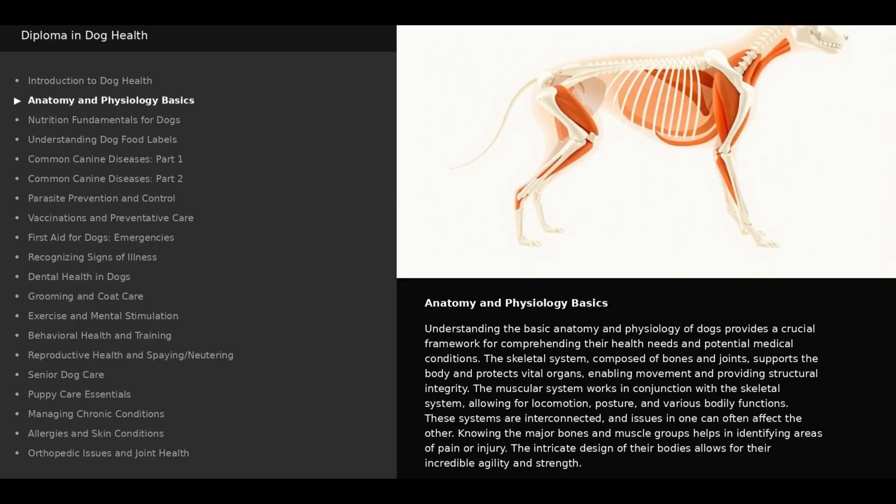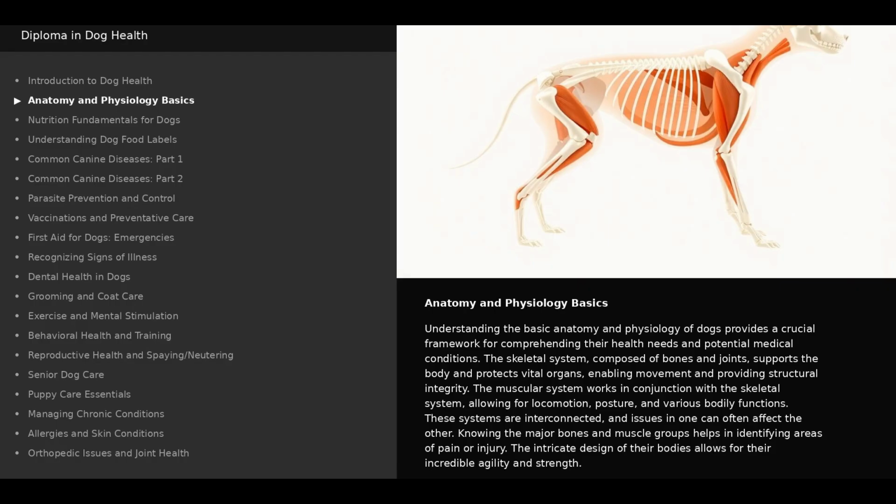Anatomy and physiology basics. Understanding the basic anatomy and physiology of dogs provides a crucial framework for comprehending their health needs and potential medical conditions. The skeletal system, composed of bones and joints, supports the body and protects vital organs, enabling movement and providing structural integrity. The muscular system works in conjunction with the skeletal system, allowing for locomotion, posture, and various bodily functions.